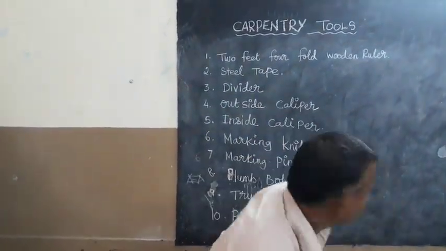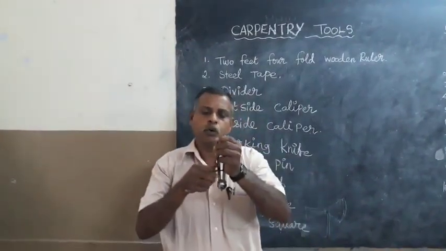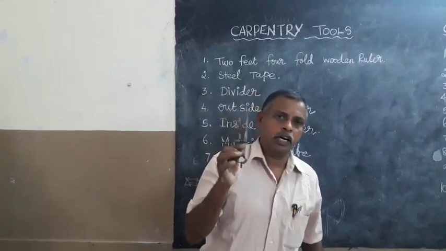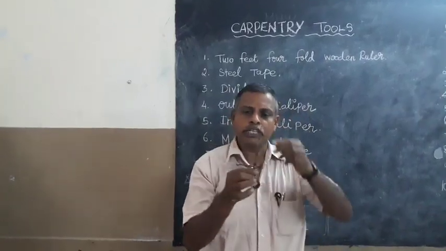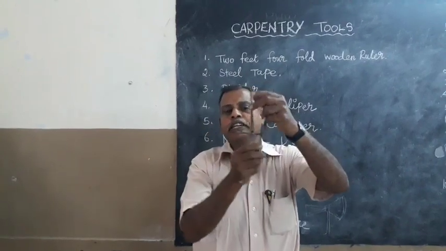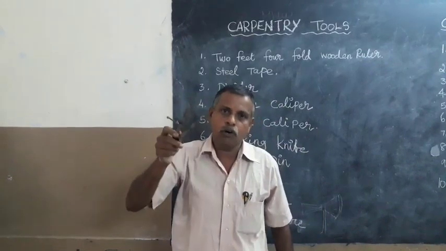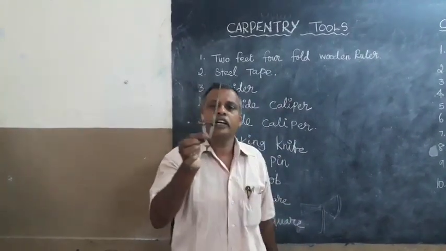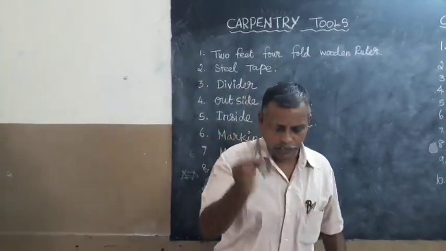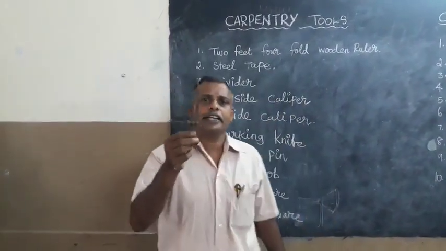Okay. Next, the third item, the divider. In the divider, one side is a pencil and one side is a point. Here both sides are points. This is also adjustable. The spring is here. Whatever size you need, you set that particular size and draw. Okay, you understand? This is the divider. It is called a wing divider.